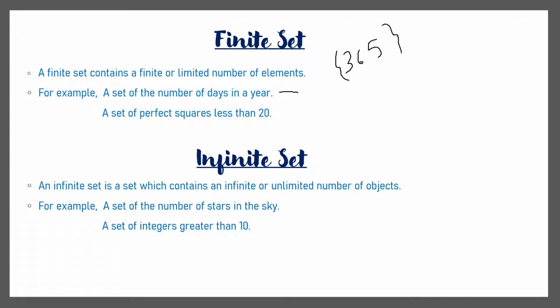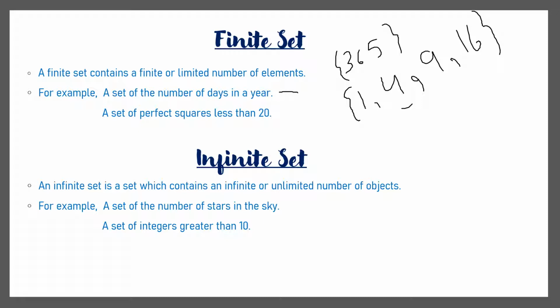The next one is a set of perfect squares less than 20. So we know that 1, 4, because 4 is the square of 2, then 9 and then 16. So there are 4 elements in this set. So a set in which we can count the elements is called a finite set.